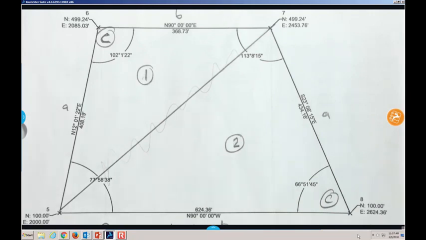All right, can I move on to starting to calculate this? Did you guys get your northings and eastings written down? Almost? Okay.